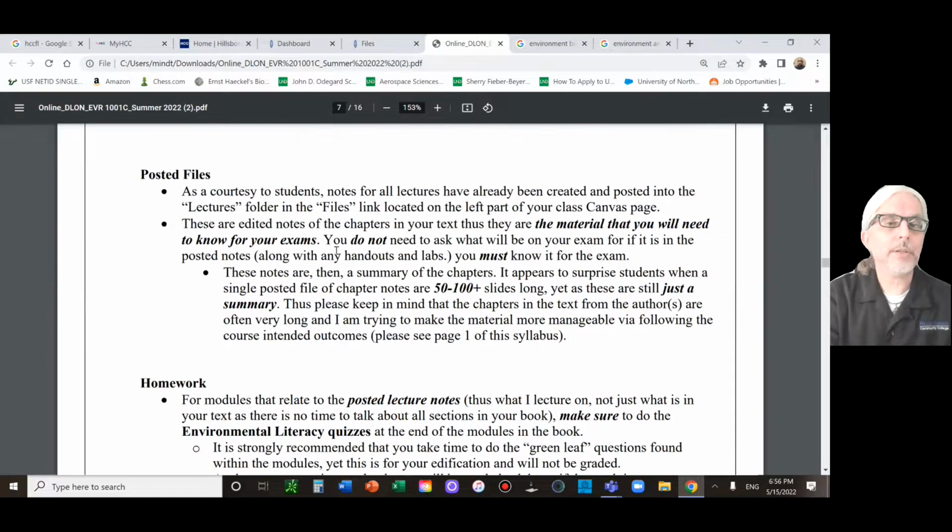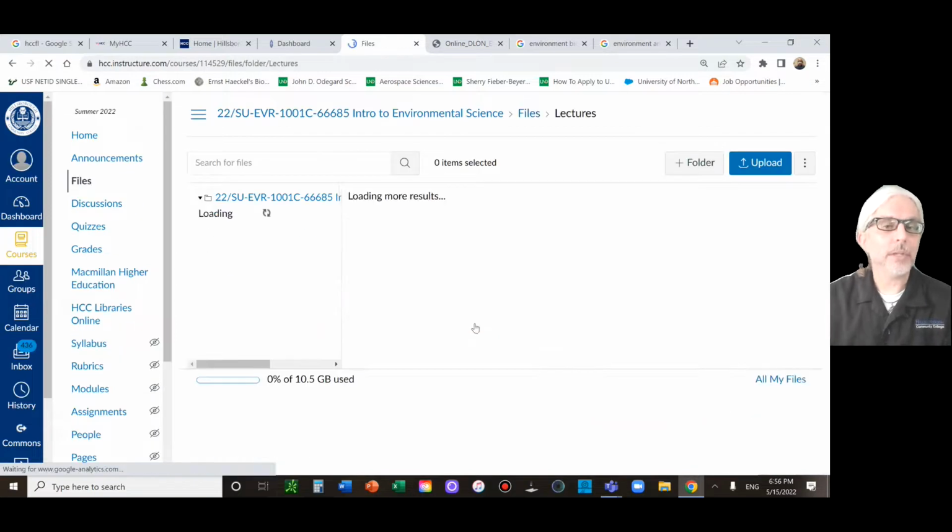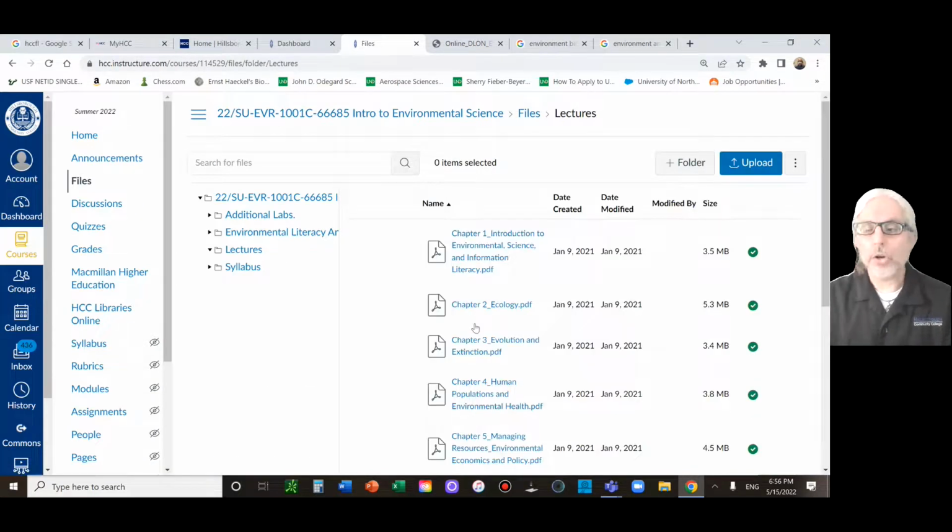The posted files. All right, so let's go back to that. This is much more direct. So files, and right there, the lecture notes. That's what that's talking about. I do this for my on-campus classes as well. It's pretty typical now to get notes from an author. Very thankful. It is a full-time job in itself to write notes. It's a lot of work. There's just so much information, especially in something like biology, which is so voluminous.